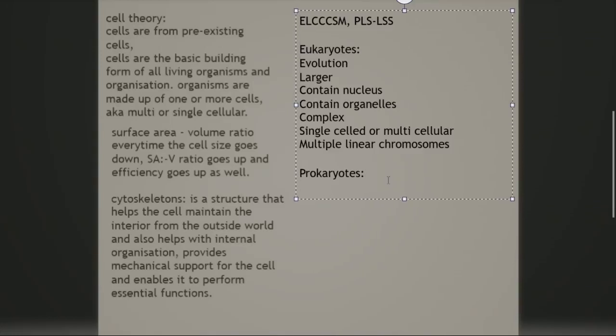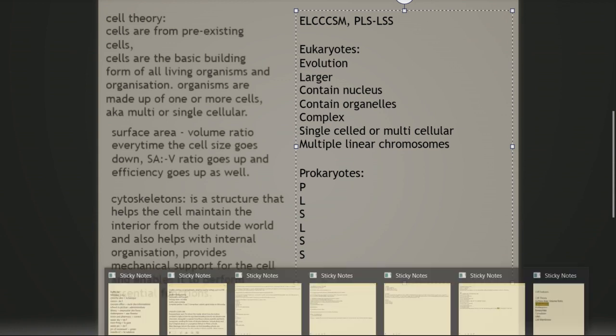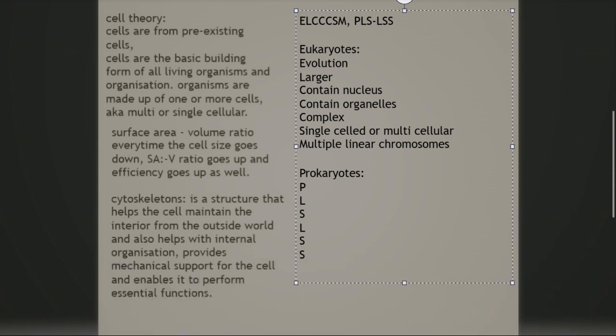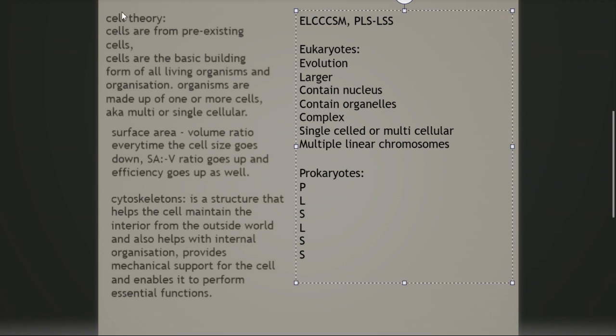So don't mind what I'm typing right now, but essentially what we're going to be covering is cell features. Well, let me summarize it. We're going to be covering the cell theory, surface area to volume ratio, cytoskeletons, prokaryotes, eukaryotes, cytoplasms, DNA, how DNA works, and the cell membranes. So let's get right into it.